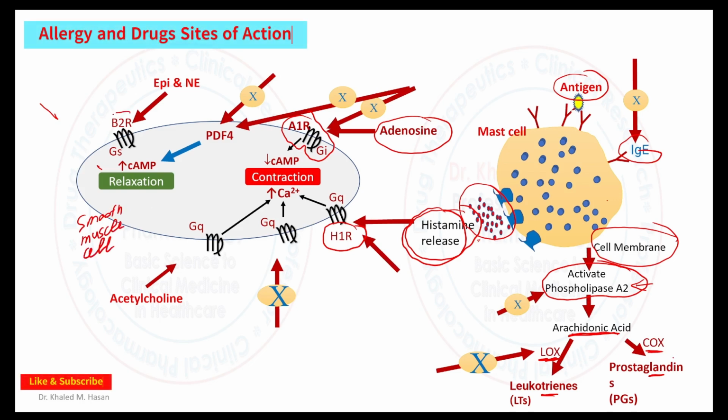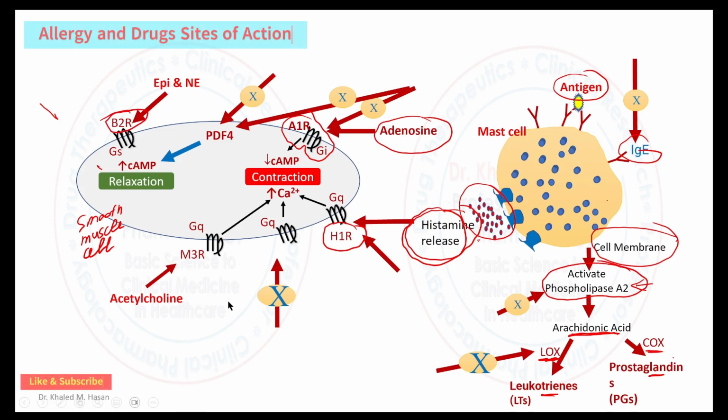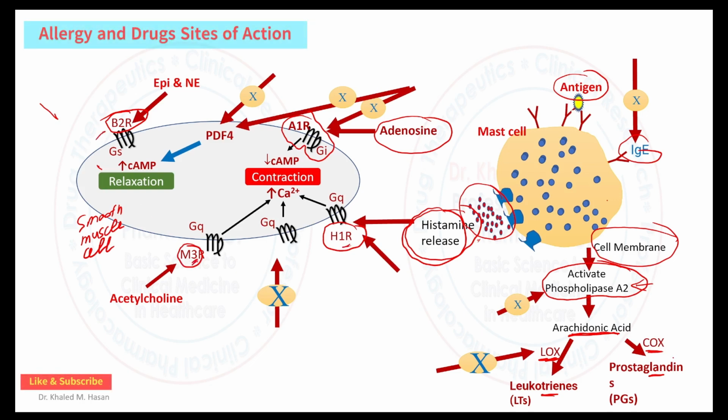We have another receptor called the beta adrenergic receptor, and we have the muscarinic receptor. So this is our target. We have histamine, we have muscarinic, we have the beta receptor. What else? We have the leukotriene receptor.